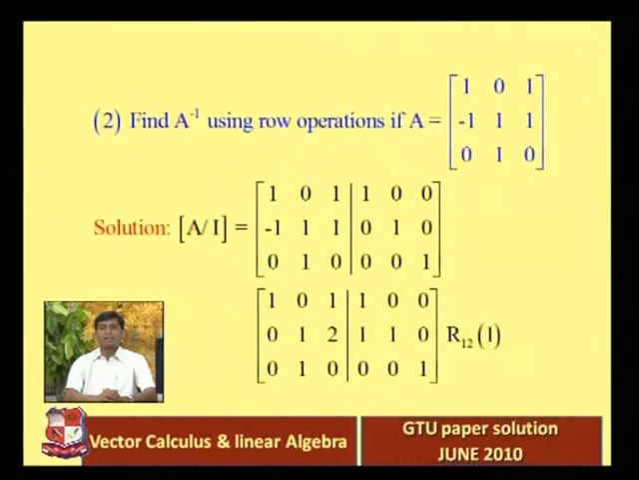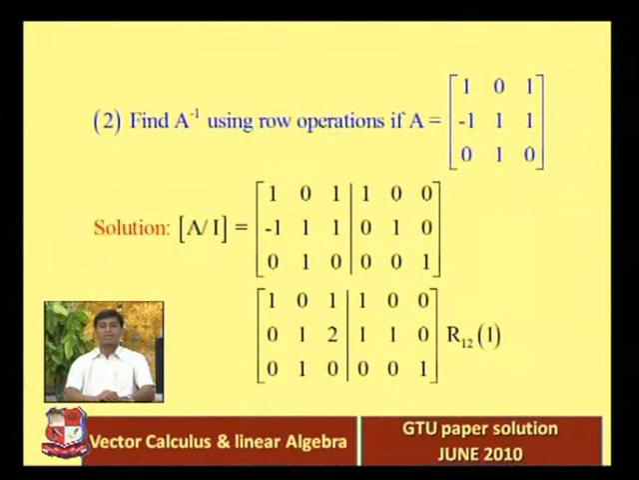Okay, so 1 minus 1, that is 0, 0 plus 1, that is 1, 1 plus 1, that is 2, 1 plus 0, that is 1, 0 plus 1, that is 1, and 0 plus 0, 0. So the second row becomes 0 1 2 1 1 0. Now the third row is also as it is, 0 1 0 0 0 1.